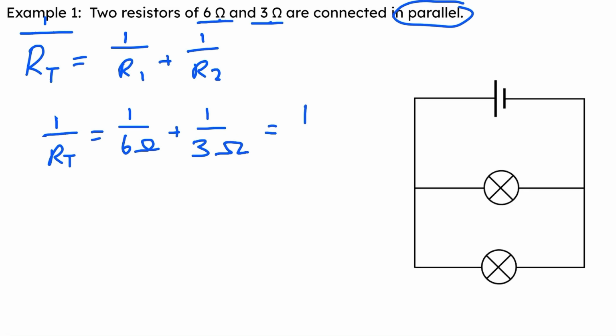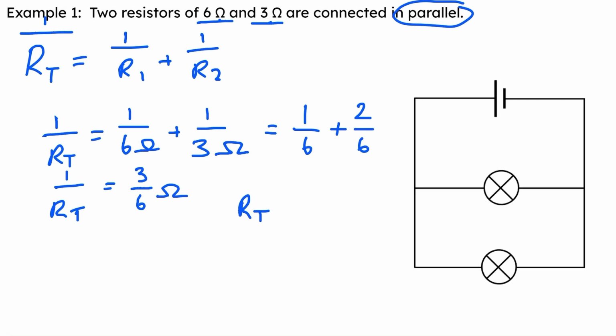equal to 1 over 6 ohms plus 2 over 6 ohms. That is equal to 3 over 6 ohms. So 1 over our total resistance is equal to 3 over 6. Using this information, we can work out that our total resistance is therefore equal to 6 over 3, which is equal to 2 ohms.